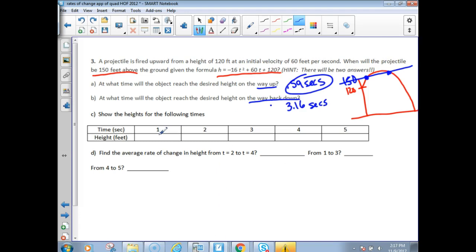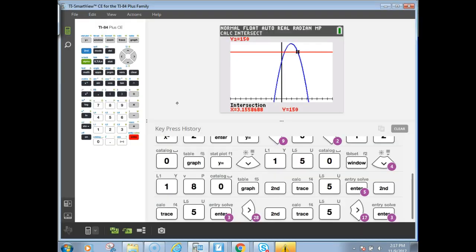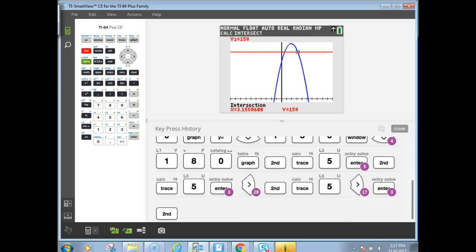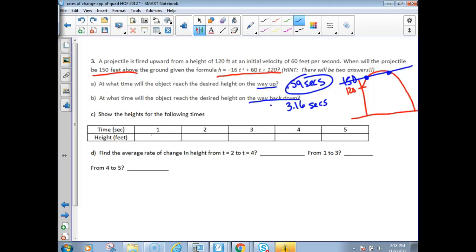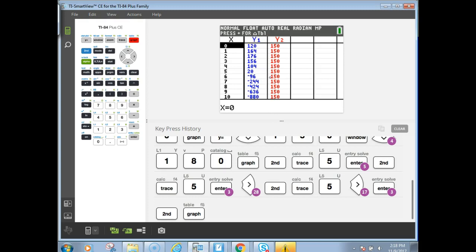Okay, go back to your grapher, and we're going to fill in this chart using the table. Does everybody know where to get the table? You hit second, graph. All right, and we don't want the red one. That's just that constant line. So we're doing the blue. The first list was our Y1. Let's see, 120, 164, 176. Okay, I didn't need the 0 one. Now I forgot what they are. 156, 104, and 20.